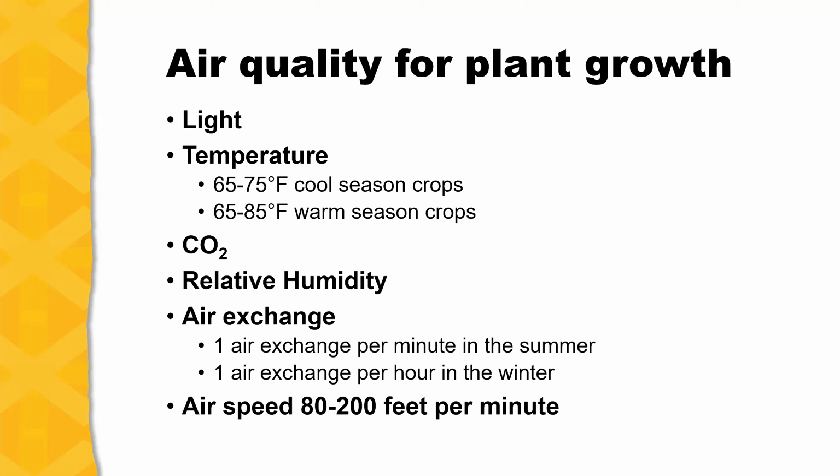Relative humidity, not just the percentage, but how this affects water uptake and water uptake physiology in plants. And the general rule of thumb when you're growing inside a structure like a greenhouse or a high tunnel, not necessarily a full indoor vertical farm, is this. In the summer, you want to have 1 air exchange per minute. So the whole air volume that's in the structure, you need to be able to evacuate in 1 minute. That's how you calculate the sizing of your exhaust fans.